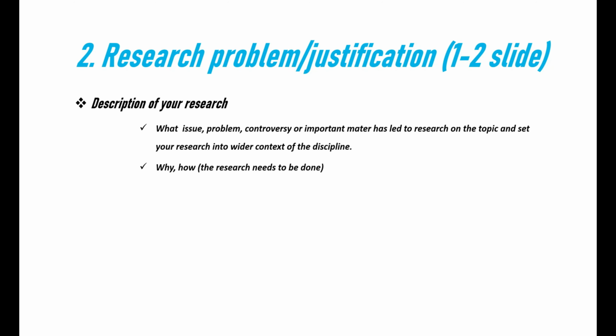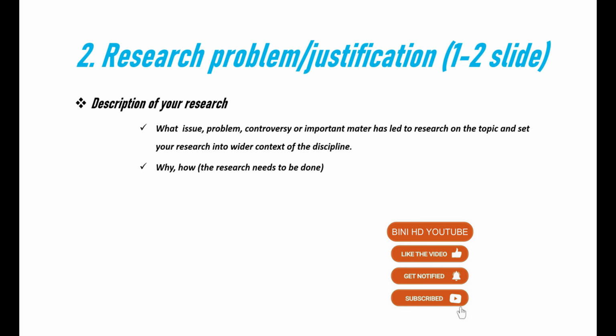Number 2. Research problem or justification. 1 to 2 slides. Description of your research. What issue, problem, controversy, or important matter has led to research on the topic, and set your research into the wider context of the discipline. Why and how the research needs to be done.